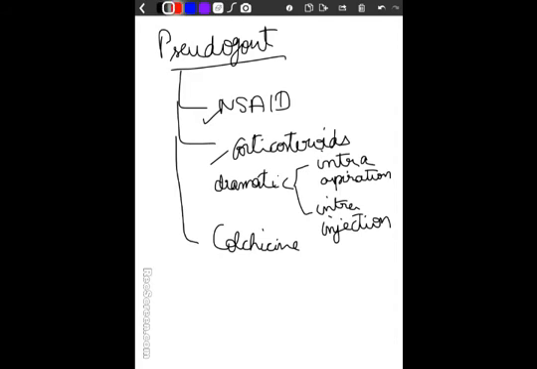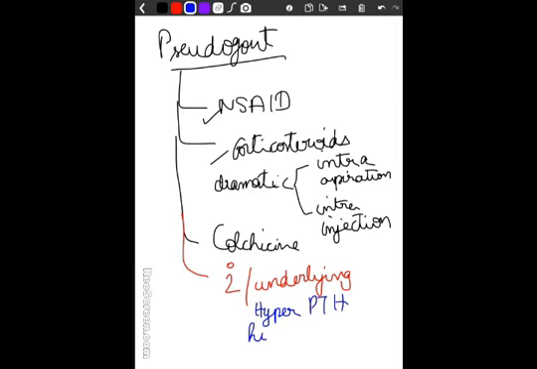And please remember the most important thing, we have to treat the secondary or underlying diseases also. In case of pseudogout, it includes several, but the most important are hyperparathyroidism, hypothyroidism, and hemochromatosis.